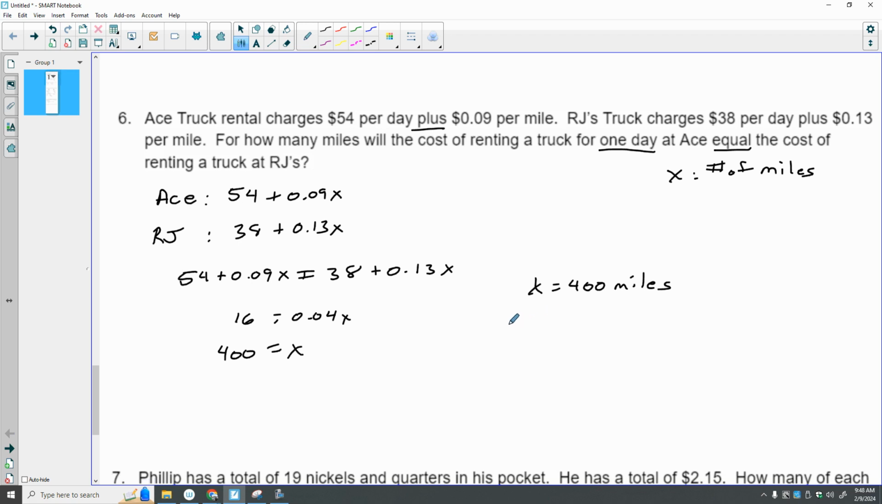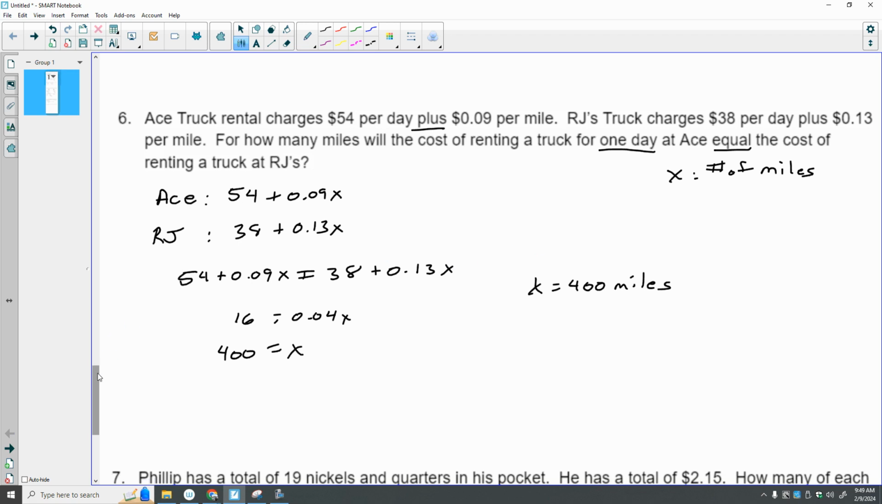And if you're doing this in real life, you would then say, okay, I think I'm only going to go 100 miles. So who's cheaper for 100 miles? Well, RJ starts with a cheaper initial cost, but it's more per mile. So if I'm going for 100 miles, RJ's cheaper. Ace has a more expensive upfront cost, but if I'm going a long ways, then it's cheaper to use a cheaper cents per mile. Okay, that's how we'd use this mathematical thinking in real life.